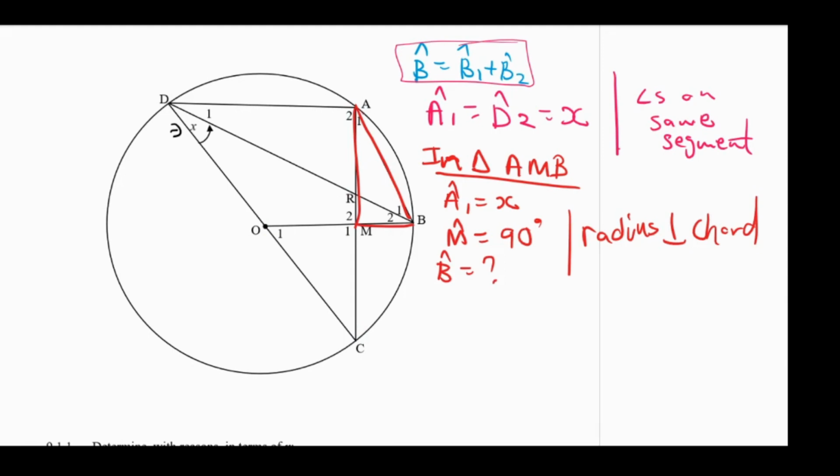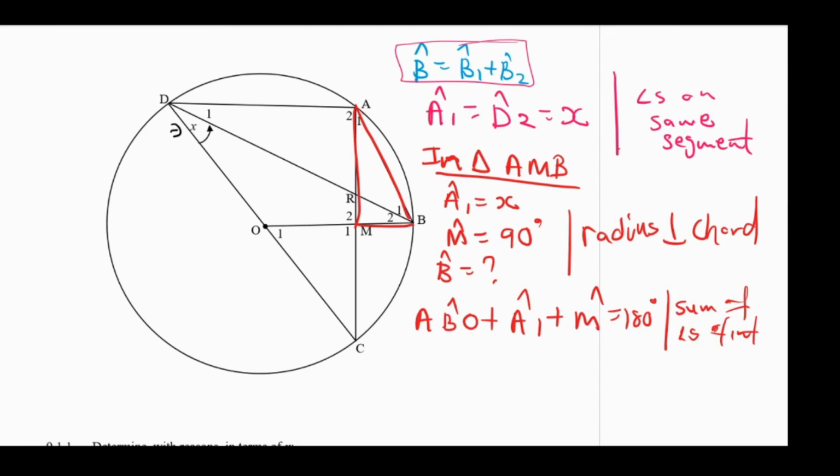Which you can write as ABO. So ABO plus angle A1 plus angle M is equal to 180 degrees. This is the sum of the interior angles of a triangle. Okay, this is 90 degrees, and we know that this is unknown, so we're going to leave it like that.